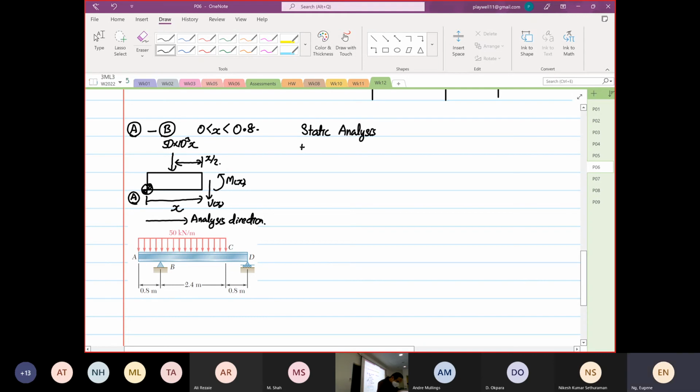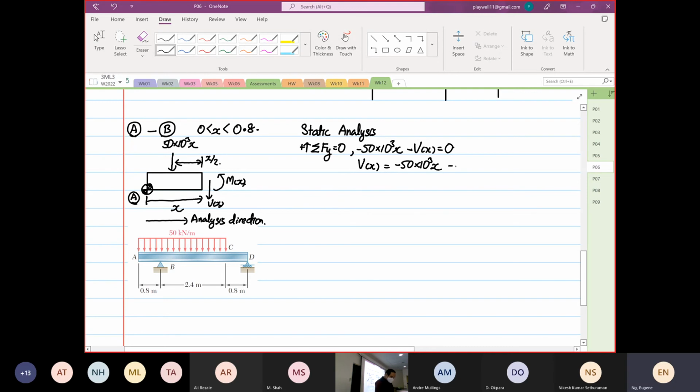So positive is going up. Summation of forces in the y direction is equal to 0. Okay, so we will have minus 50 times 10 to the power 3x minus V as a function of x is equal to 0. Okay, so we have V as a function of x is equal to minus 50 times 10 to the power 3x.